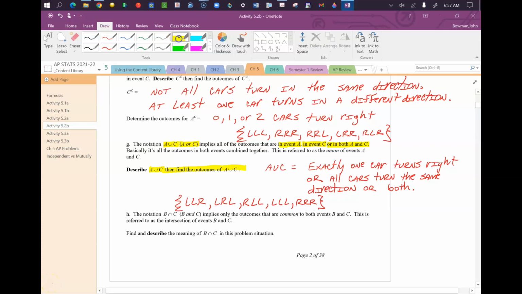Now we talk about the notation B intersects C, or B and C. And that means that those are only the outcomes that are in common to events B and C. Think of it as the intersection of two streets. 55th and Grant Streets is only where those two streets intersect each other. So pause the video and find or describe the meaning of B and C, and then list the outcomes. So if you said B and C is the same as all cars turning left, you are correct.